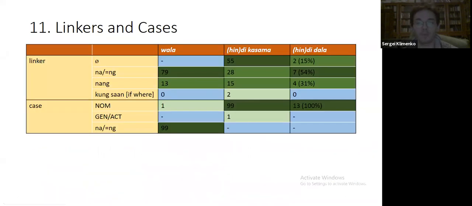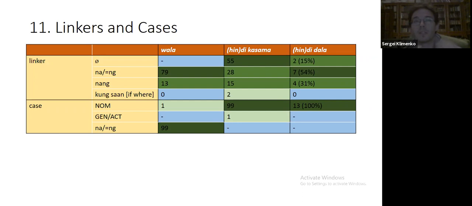And if we take a look at this table with the values based on the data in the sample, we can see that in constructions with wala, we cannot omit the linkers. There has to be some linker, either na in 79 cases or nang in 13 cases, in 13% of cases.